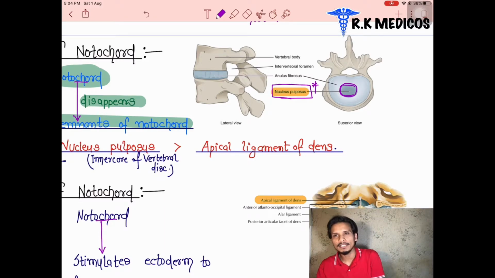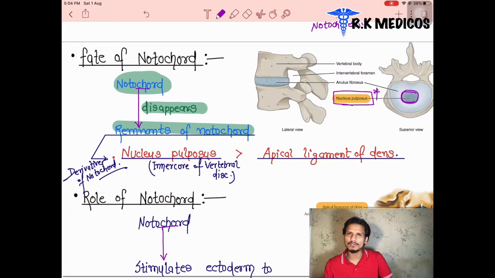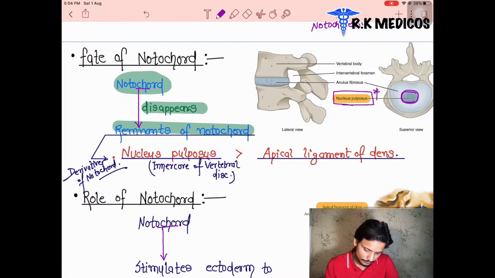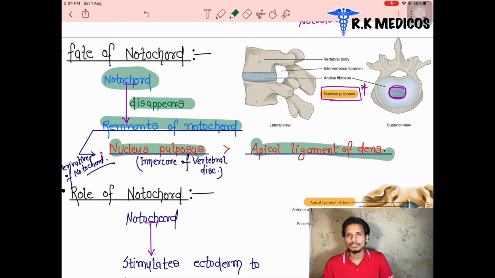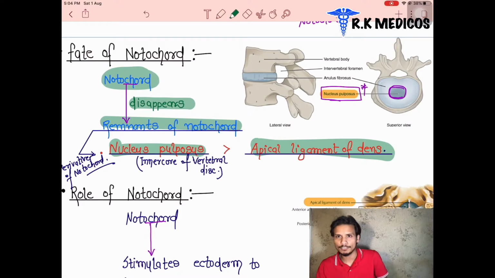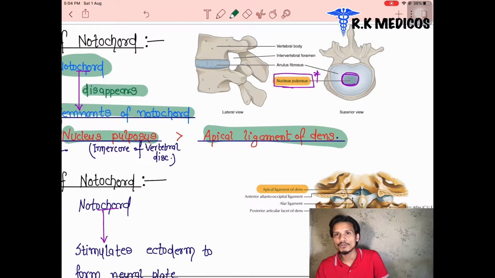This development occurs in the embryonic stage of the third week. The nucleus pulposus develops further in the body of the vertebra, and it is the remnant part of the notochord. And next we can see what the other remnant part is. Why are we going to discuss this? The notochord basically forms the segmentation of our body. We can see here the nucleus pulposus and the apical ligament of the dens. You know the dens, is it on the first vertebra or the second? The dens process is present on the atlas or axis? The axis is the second cervical vertebra on which the dens process is present.